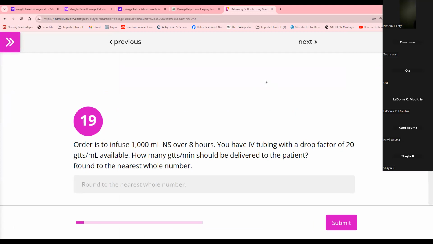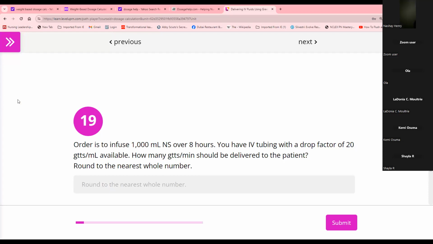All right, so for drop factors, it's very important that you just remember the formula. The formula is always going to be what gets you through here. If I say to you, what is the formula for a drop factor? You should tell me total volume over total time in minutes times the drop factor, always a whole number. That is your formula.